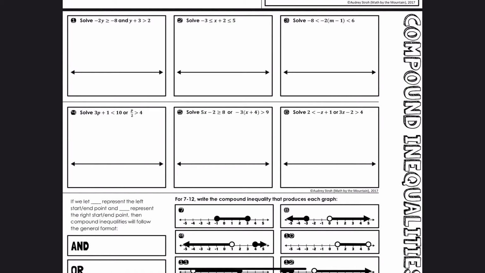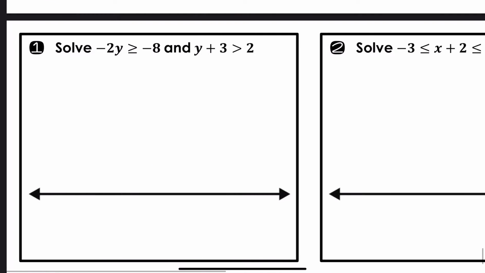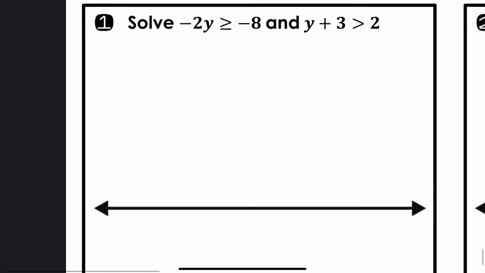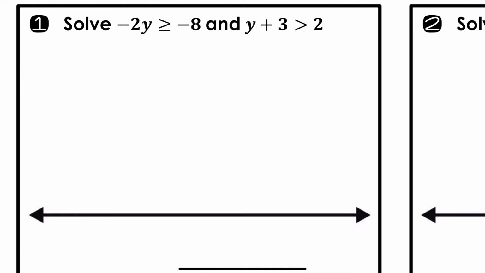Our first three problems at the top here are going to be talking about solving "and" inequalities. Now, these are going to be very similar to solving our regular inequalities. The only difference is that now we have two pieces to worry about. So let's take a look. Solve negative 2y is greater than or equal to negative 8, and y plus 3 is greater than 2. Okay, so we have two problems here. What we're going to do is solve one at a time, just as we always do.